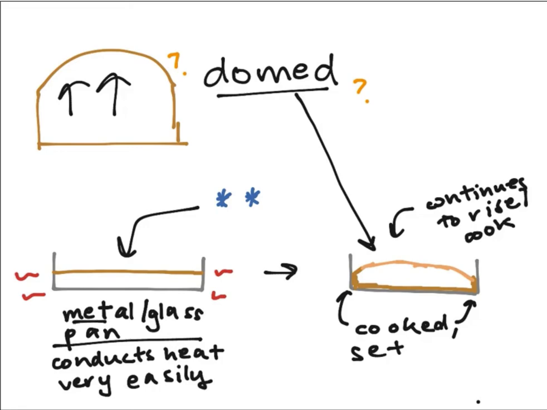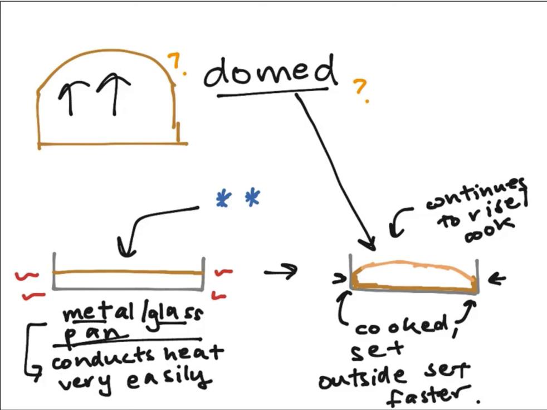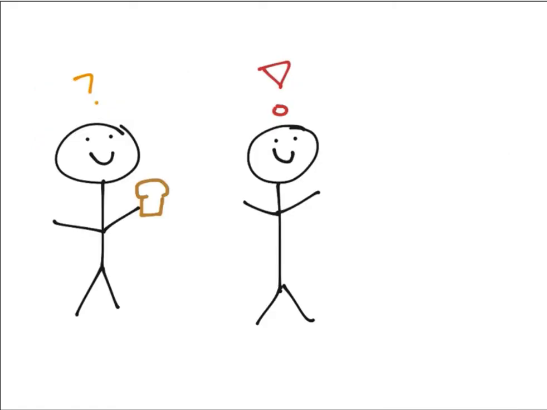So the reason why it's domed, though, is because when we cook it, we put it in a metal or glass pan, and that conducts heat very easily. So basically, the outsides are set first, right? They cook the fastest since they're touching the metal glass pan. But the inside, it'll still continue to rise and cook, which is why it's domed, because it keeps rising while the sides don't.